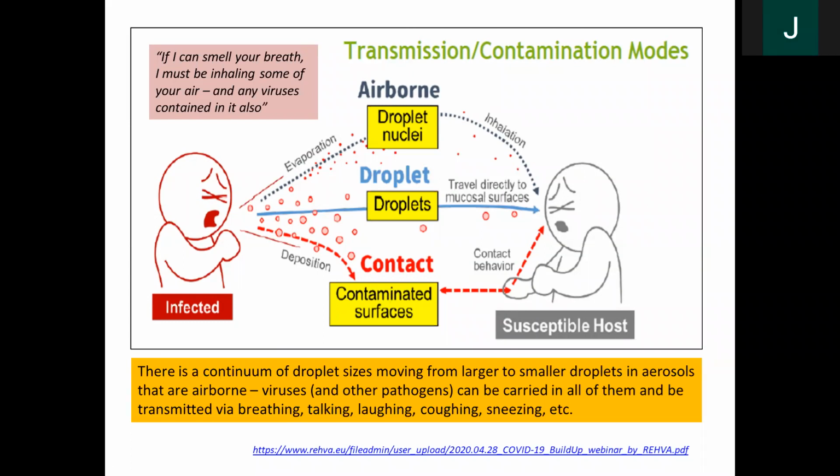So this droplet nuclei idea is where the aerosol comes from, the airborne component. Droplets are large droplets, but in fact you can't separate large droplets from aerosols when you're talking or breathing. They're produced together. And then surfaces, well, when they land on surfaces, they may become contaminated. You can touch them and they self-inoculate. But in fact, there's actually no study showing that.